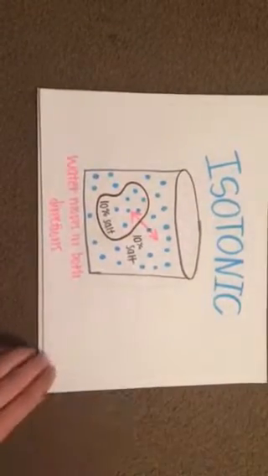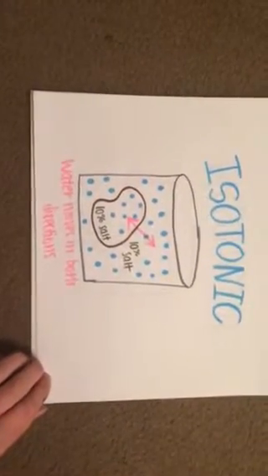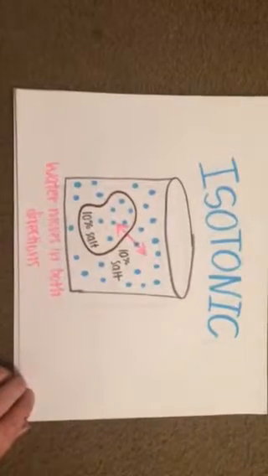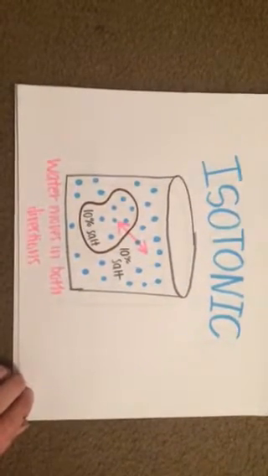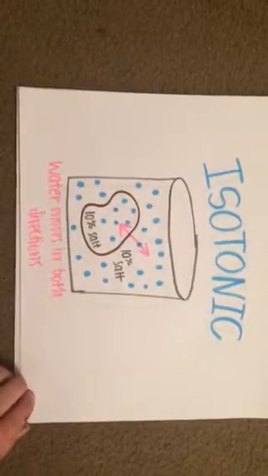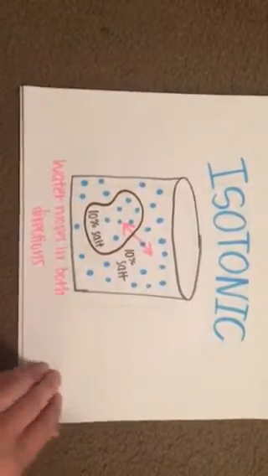Cells have very different environments and different types of solutions. In isotonic solutions, if the concentration of salt is equal on both sides, the water will move back and forth through the cell. Iso means same, which means the water is traveling in both directions.